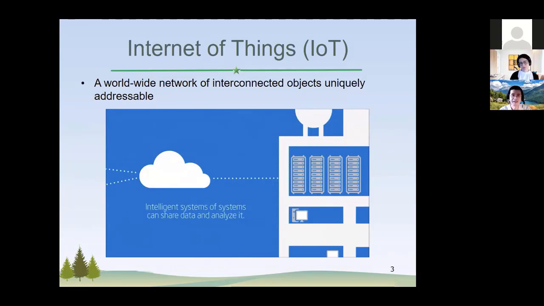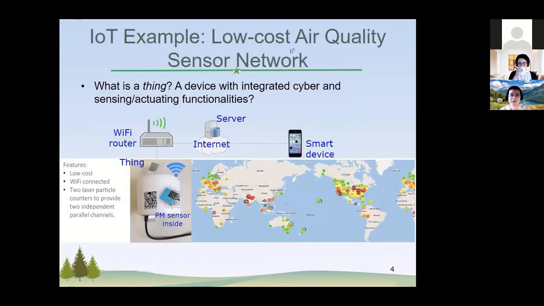Let me give you one example of IoT: a low-cost air quality sensor network. Here we have this IoT device, which is basically an air quality monitoring device. Within this tube is a microcontroller, which is a small computer, and it also contains PM sensors, the air quality monitoring sensors. The microcontroller reads the readings from these PM sensors and sends the data to the server on the internet through the local Wi-Fi router.